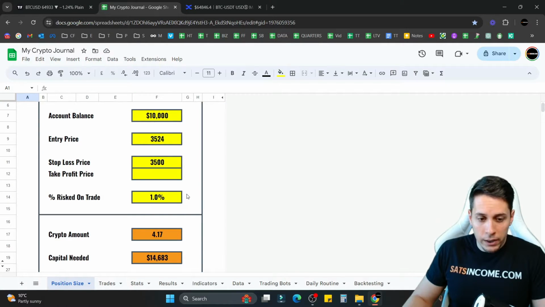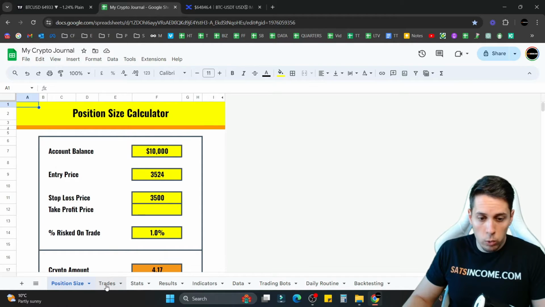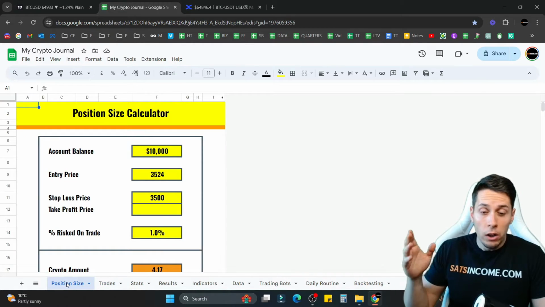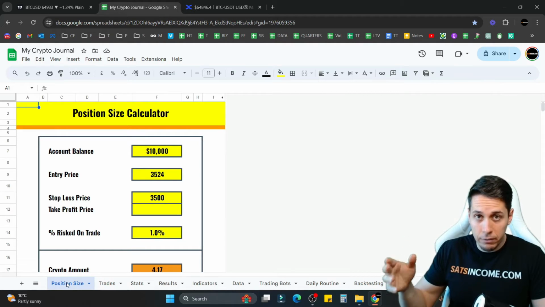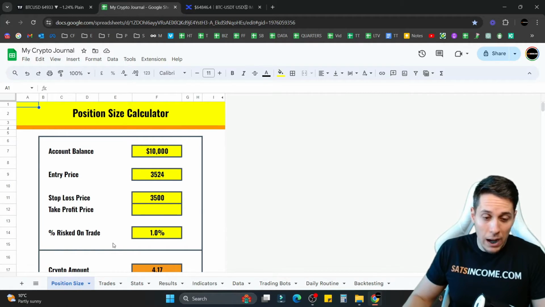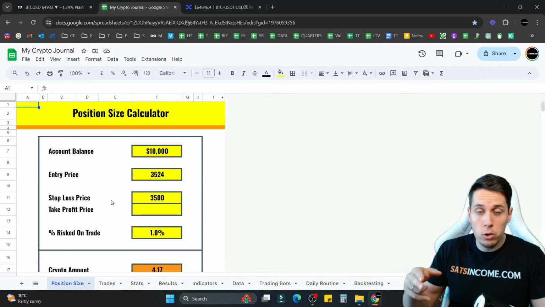Okay guys, so here is the position size calculator which comes together with the journal. Don't worry about the journal right now, as promised I'm gonna give it to you at the end of the video. For now I want you to focus on how to use this position size calculator. This position size calculator helps you predetermine your risk, so basically you're gonna know how much you are risking before you even enter a trade or make an investment, right?